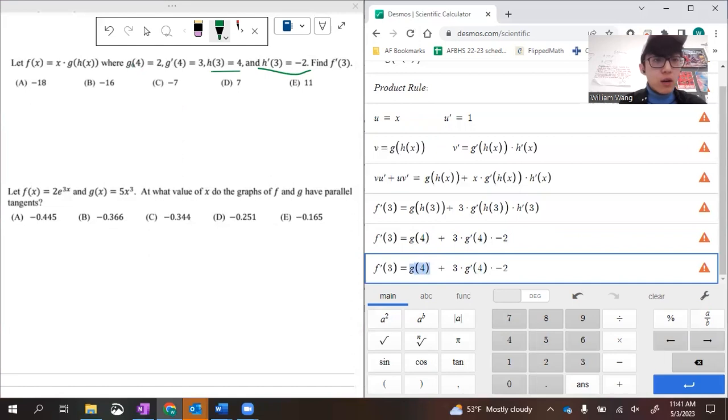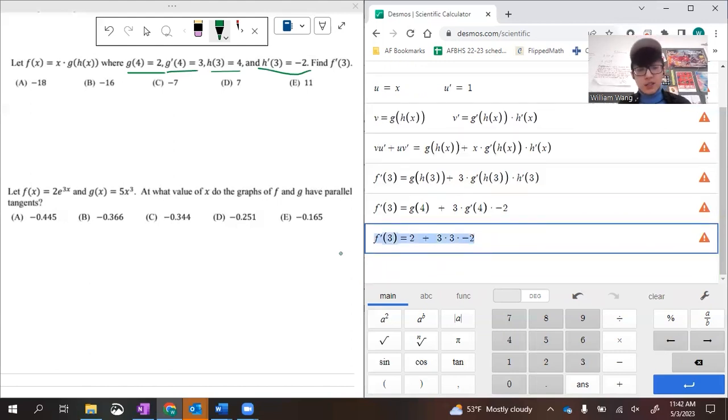First, g of 4. What is g of 4? Well, they said g of 4 is 2. So I'm going to write 2 plus 3 times g prime of 4. Do they give us g prime of 4? G prime of 4 is 3. Good. So 3 times 3 times -2. Cool. We just have to now actually simplify this.